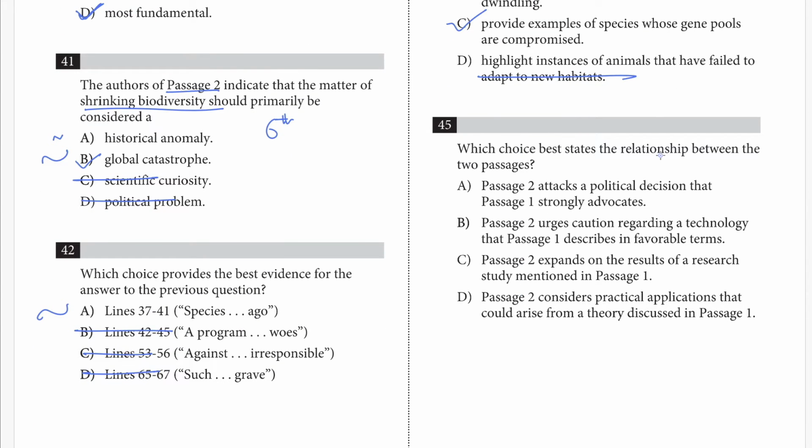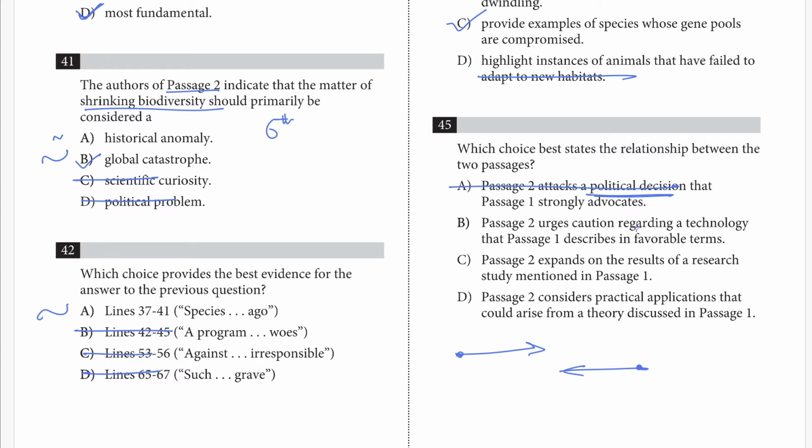Which choice best states the relationship between the two passages? Remember, this is a great question. I think you know this. The first passage is giving a thesis, and the second one is opposing it, right? So passage 2 attacks a political decision that passage 1 strongly advocates. No, there's nothing about politics here. Even though climate change and environmental conservation is a political issue, not in these two passages.